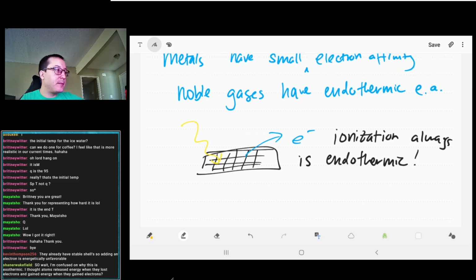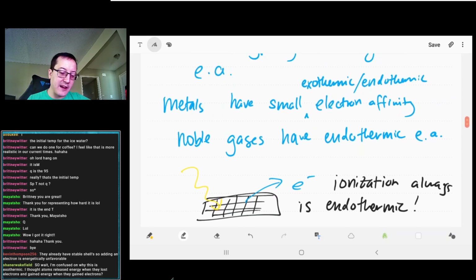So think of it like a solar panel. You need your sun to zap it. Zapping it will kick out electrons, which can then go do our lovely electric tasks that we need them to do. So ionization is always endothermic. Okay, for electron affinity, it's not as obvious.